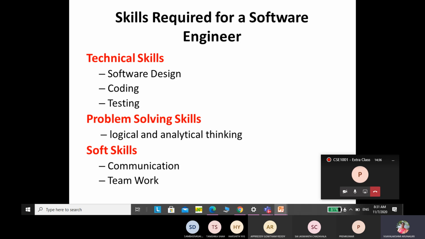There won't be any formula and there won't be any predefined methods to solve the problem. So we have to think analytically or logically. We have to think how to solve the problem. That is the very quality of a software engineer. And soft skills like team working ability as well as communication.